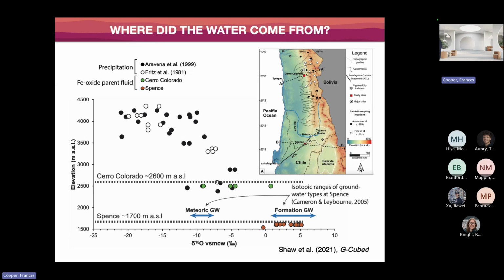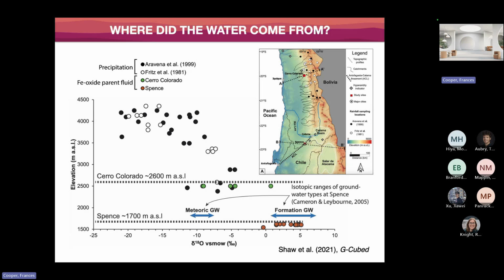So another thing that we did here is we looked at some oxygen isotope values for the hematite at Cerro Colorado and the hematite at Spence to try and see if we could distinguish different values of where the formation water may be coming from. And we were able to also then compare those with modern day oxygen isotope values for modern day rainfall. So we got elevation here on the y-axis versus oxygen isotope value on the x-axis, and it's lighter over to the left and heavier over to the right.